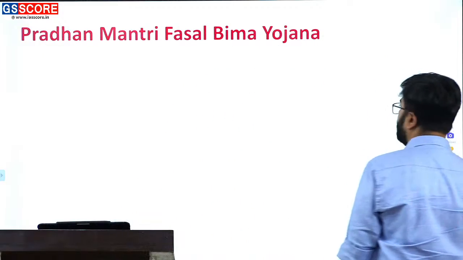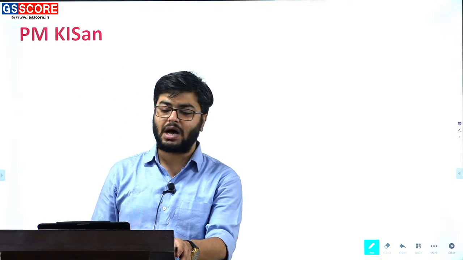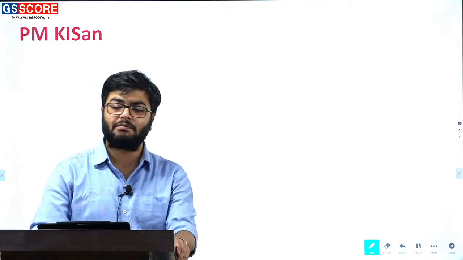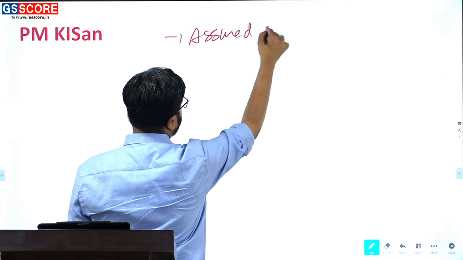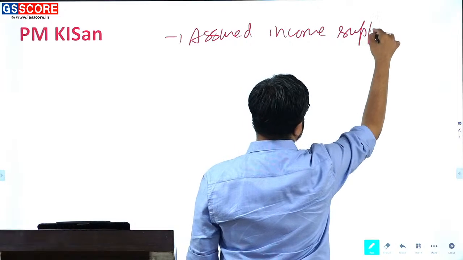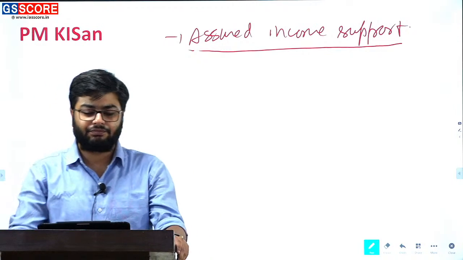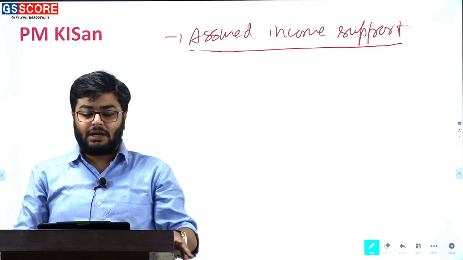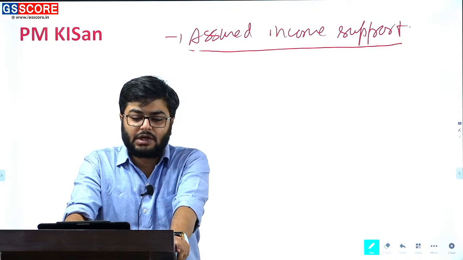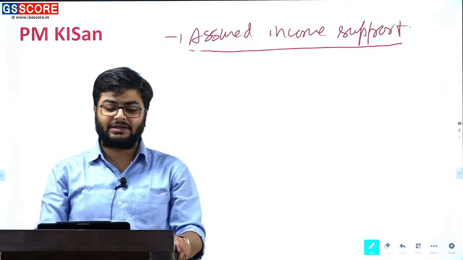Next, PM Kisan, that is Pradhanmantri Kisan Samman Nidhi. That is an assured income support scheme. It is available to all eligible land holding farmers, so that they can take care of the expenses related to agriculture and related activities.